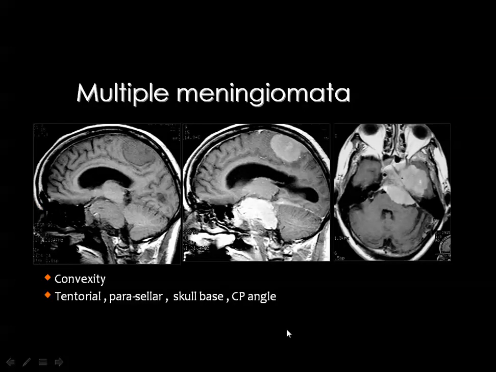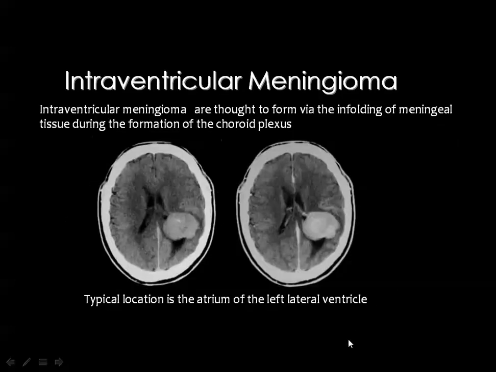And this is also another case where you can see a meningioma against the convexity meninges and another meningioma in the parasellar area, based to the dura, in the tentorium, and at the petrous apex, and against the cerebellopontine angle region.